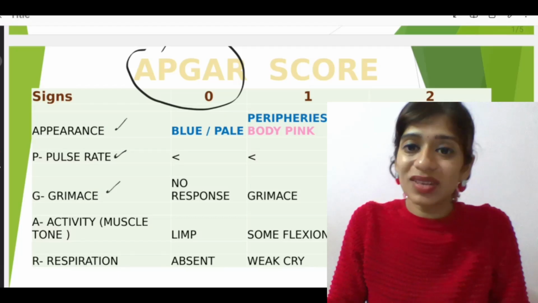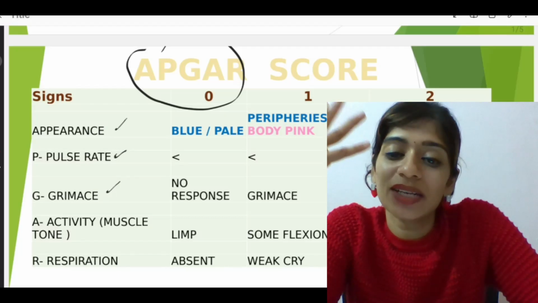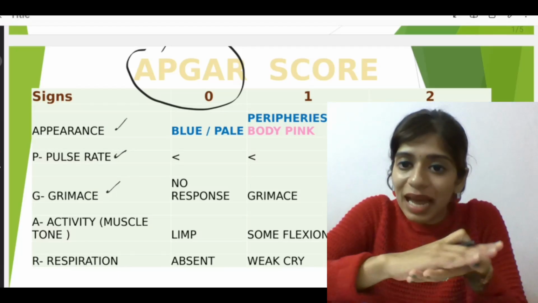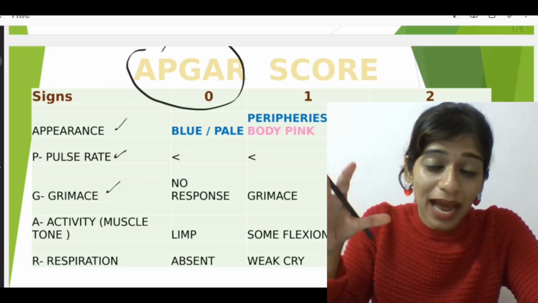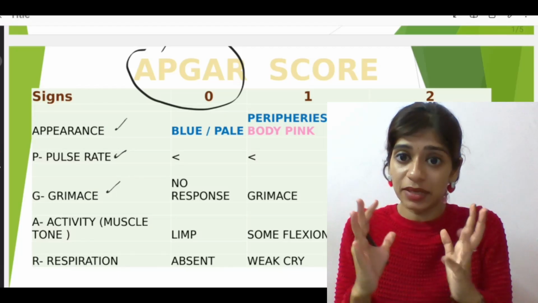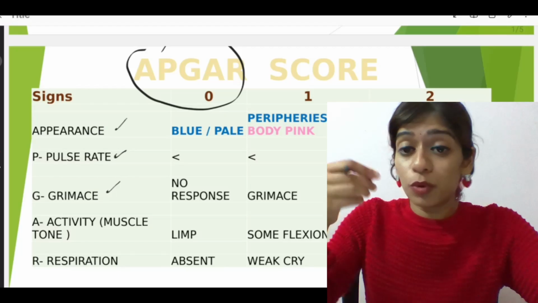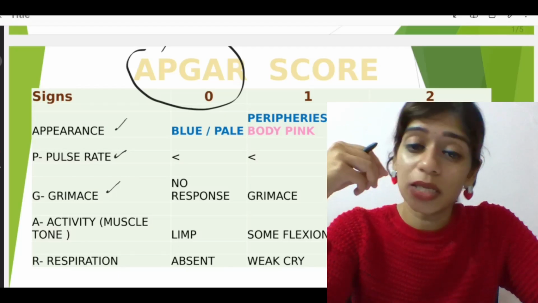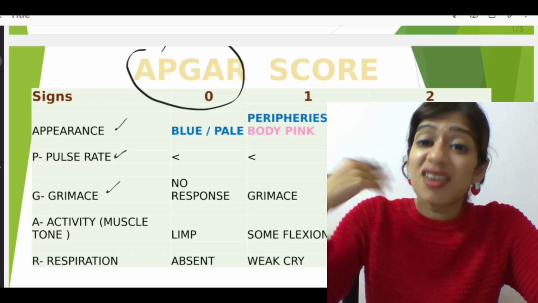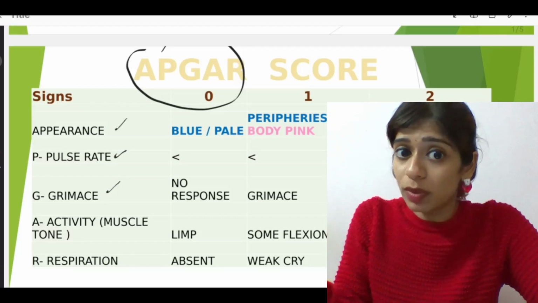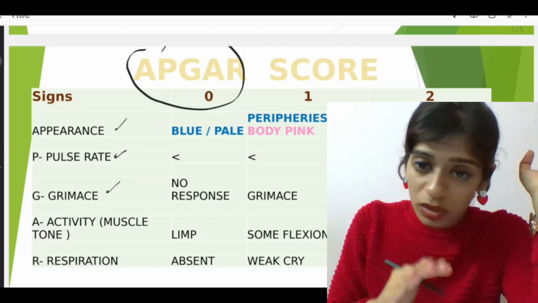G is for grimace. What is grimace, guys? Grimace reflects irritability, the reaction that is shown by the baby. You irritate the baby, you tap the soles, or you suction the nose using a nasogastric tube. Normally the baby should be irritated. It should show some irritated facial expression like this. Or when you're putting an oropharyngeal catheter into the mouth, or irritating the baby using a nasogastric tube, the baby should cough or sneeze because it should get irritated, and that is normal. But if there is no response, then it means that the reflex reactivity is low, right? Okay, so grimace you understood.